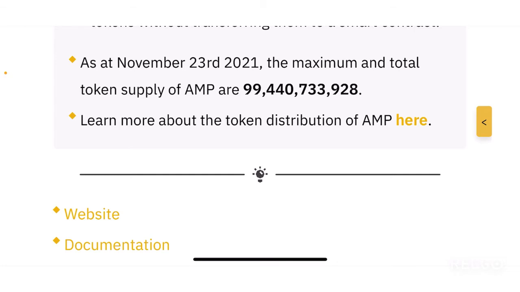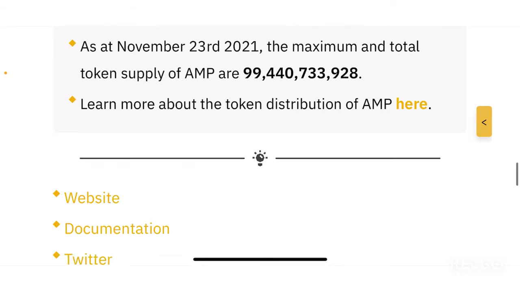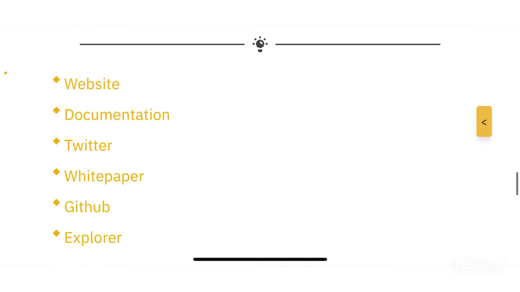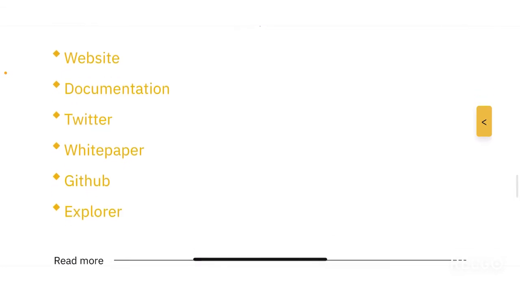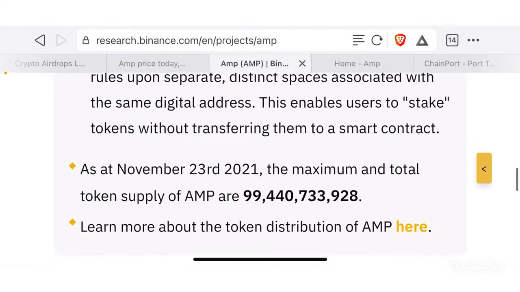But again, you guys need to do your own research to determine whether AMP is a suitable project for you to invest in, right? You can learn more about the total token distribution of AMP by clicking on the link here. Apart from that, Binance Research obviously has done a really good job presenting the information. They also have a website, documentation, Twitter, white paper, GitHub, and Explorer that you can access from the Binance Research page for AMP itself, right?